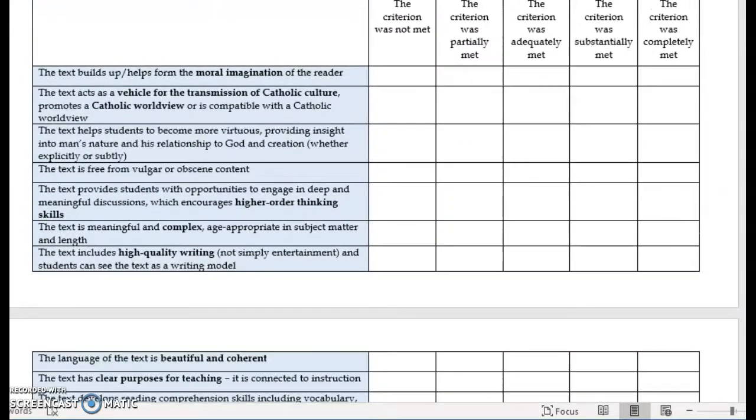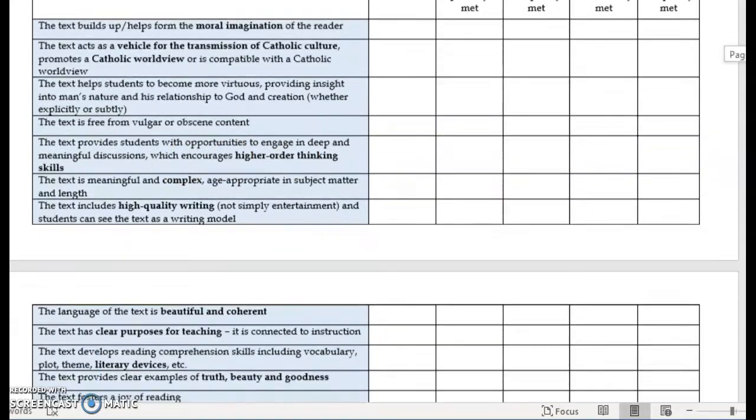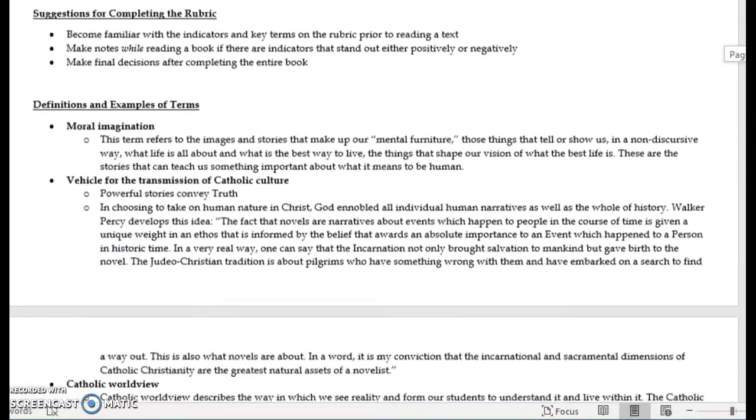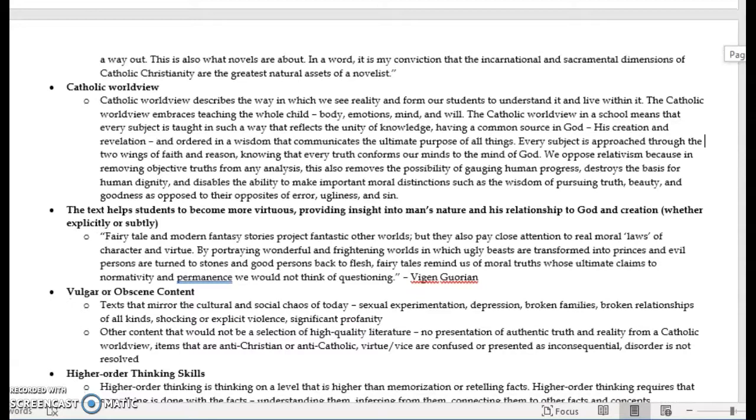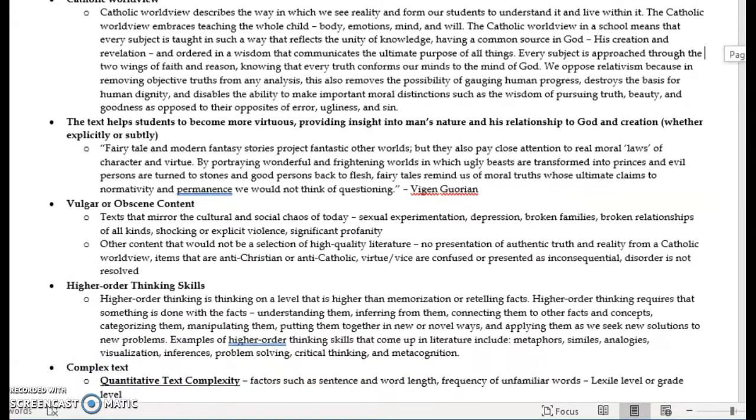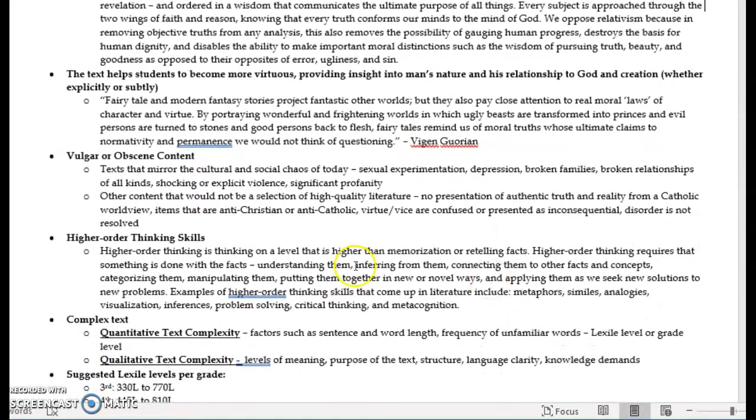The next indicator is the text provides students with opportunities to engage in deep and meaningful discussions, which encourages higher order thinking skills. So we want to make sure the text is not surface level and that it has opportunity for rich discussion. Some higher order thinking skills that could come up through reading a novel as a class are included here.